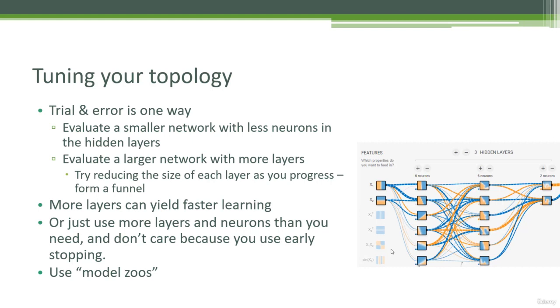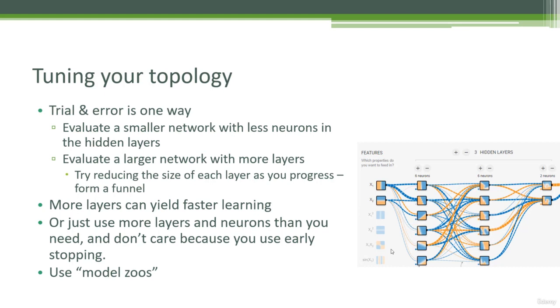You can start off with the strategy of evaluating a smaller network with fewer neurons in the hidden layers, or you can evaluate a larger network with more layers. Basically you want to see, can I get away with a smaller network and still get good results? And just keep on making it smaller and smaller until you find the smallest it can be safely. Or you can try to make your network larger and larger and see at what point it stops providing more benefits to you. So just start sizing things differently and see what works and what doesn't.